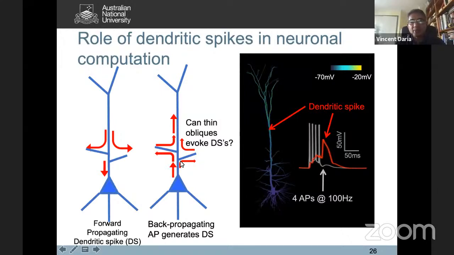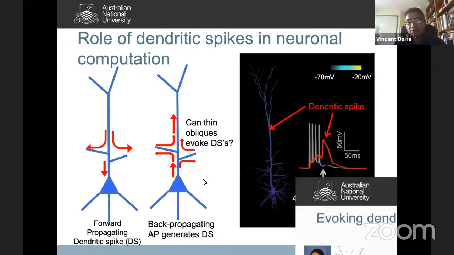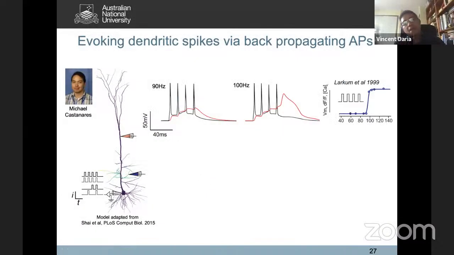This is the topic of the second part of the talk, where we try to use calcium imaging to look at the dendritic spike at these specific regions of the cell.